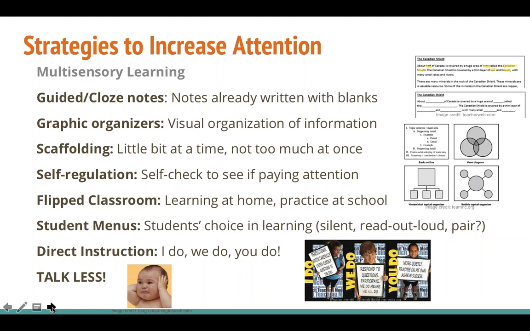Also, guided and closed notes are a great way for students, especially with difficulties with writing or students who have fine motor skill difficulties, who not only can't produce the words, but also physically have difficulties. If you can have notes already written, so if you look on the right side, there are blanks, those are closed notes. So it's already written for them, just a few blanks that they can fill out.